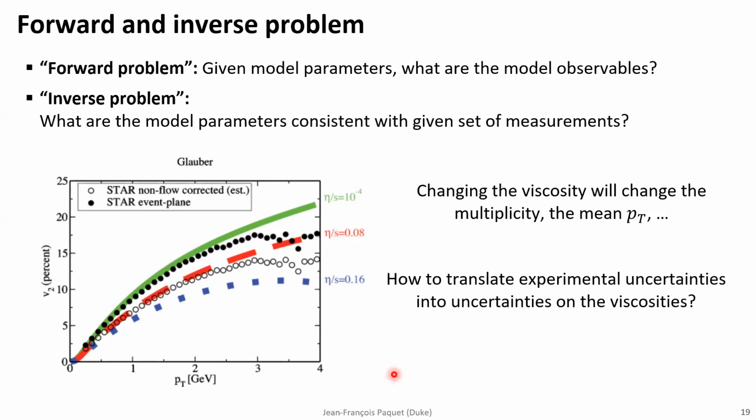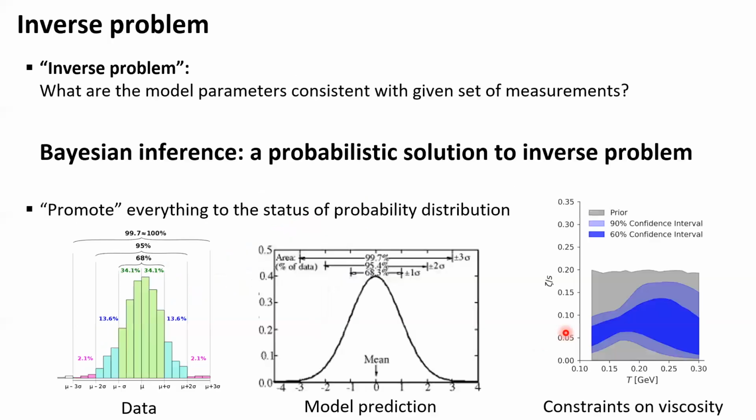And this is where, I'm sure you've heard about this before, Bayesian inference comes in. Bayesian inference is you're trying to find the model parameters that are consistent with a set of measurements. That's something in general called the inverse problem. You can use Bayesian inference as a solution to this inverse problem.